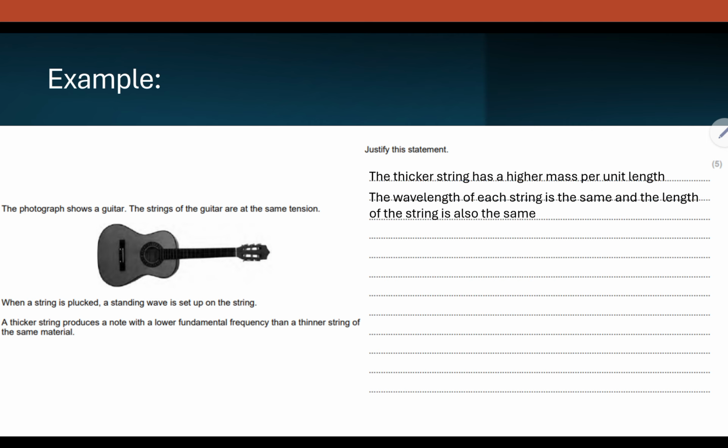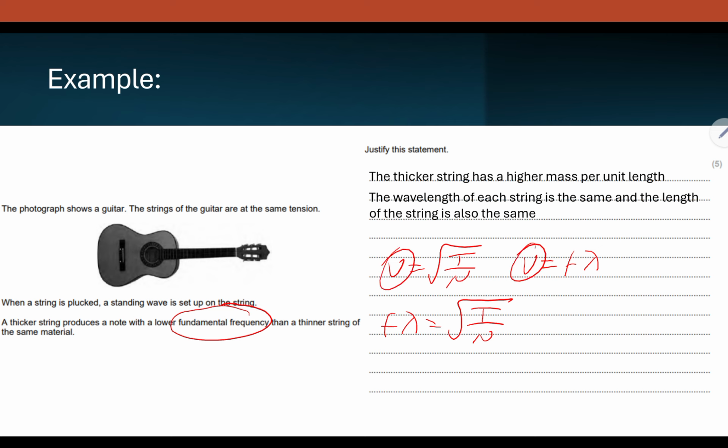So we can use the formula v equals root T over mass per unit length, which is mu. And because it's asking for the frequency, we also need to use the other formula, which is v equals f multiplied by lambda. And we make them equate to each other. So f lambda equals root T over mu, because they're both equal to the same thing. And then now we need to compare the mass per unit length with the frequency.